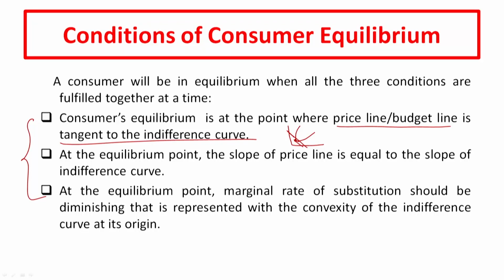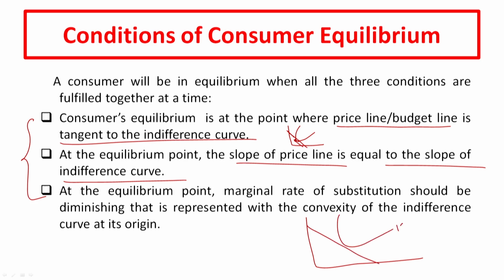Second condition, slope of price line is equal to the slope of indifference curve. Obviously, if this is your price line and it is tangent to IC at this point, the slope of this IC and the slope of this price line, both are equal to each other.